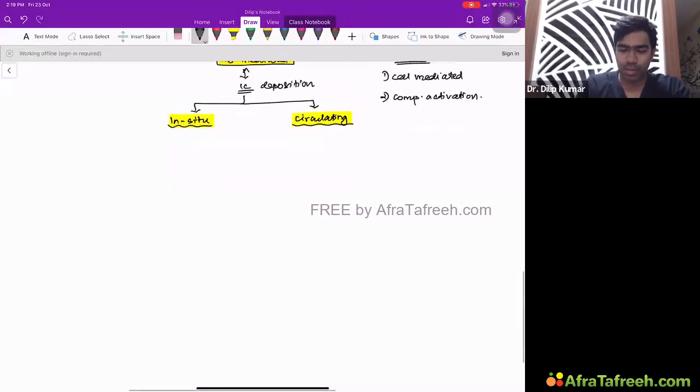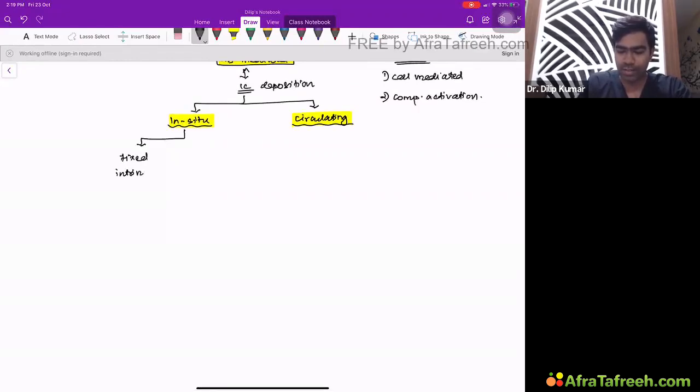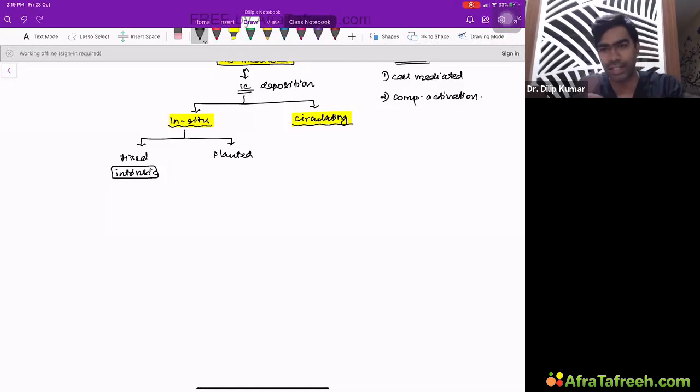In situ immune complex deposition typically happens in two ways. One is called fixed intrinsic antigens, which are antigens that are present within the kidney. And the second is called planted antigens, where an antigen from elsewhere comes to the kidney, gets deposited there, and elicits an antibody reaction, so that antigen-antibody complex forms in the kidney. That is in situ immune complex formation, and it causes the damage.